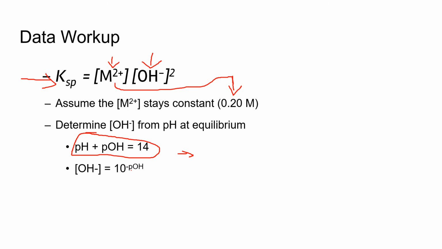So if my pOH, for example, was 8, then my OH would be 10 raised to the power negative 8. And I hope this makes sense. So once you find this value, you have to raise it to the power of 2, don't forget that, and multiply it by the 0.2 molar to get your KSP.